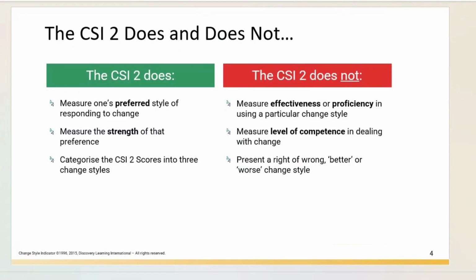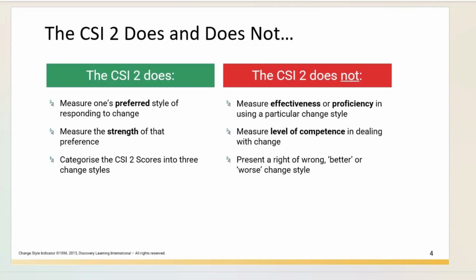What is really delightful is MHS have now determined that you no longer need an official certification to be able to use the change style indicator, and we can get you underway with using this tool very quickly, which is brilliant for people who are interested in change or working within organisations in a change management role or as an external consultant. The CSI2 measures one's preferred style of responding to change, and it measures the strength of that preference, and it categorises the scores into 3 different change styles.